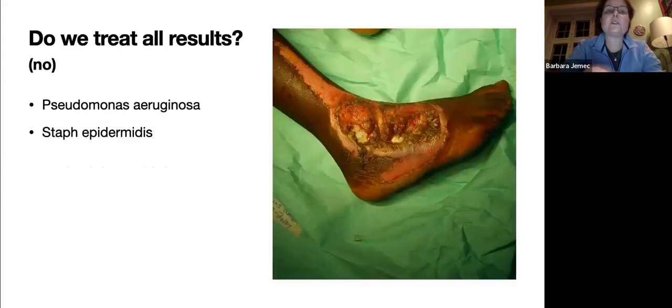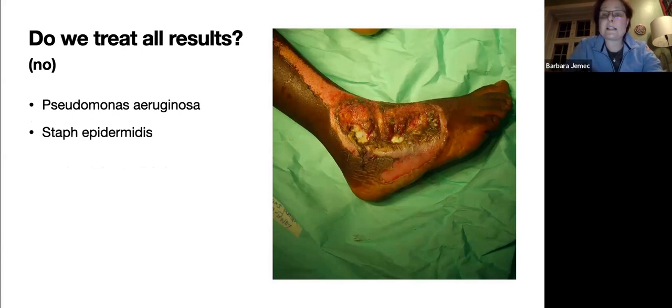Right, so do we treat all results? Well, no, not really. I mean, there might be other reasons for why we want to give people antibiotics, like the exposed bone here from a road traffic accident. But if you get a swab result back with Pseudomonas, you don't necessarily have to treat it if it's a long-standing ulcer, because, you know, Pseudomonas is a colonizing bacterium, and you can treat it topically if need be.